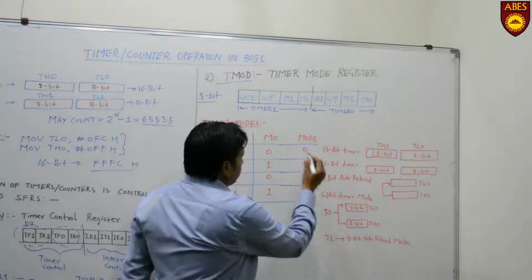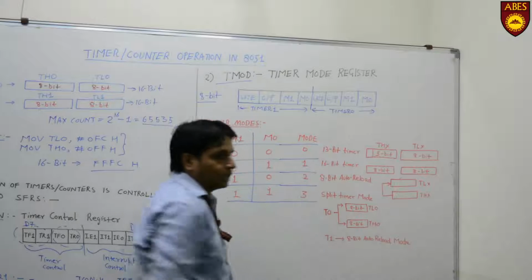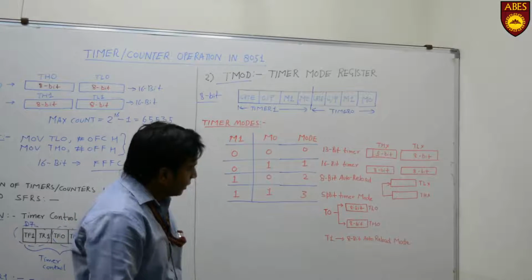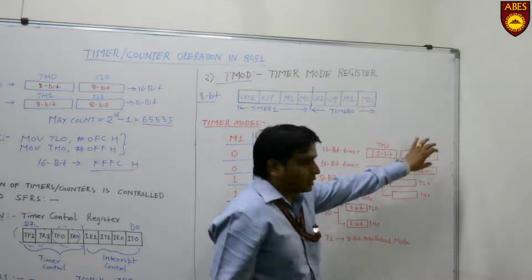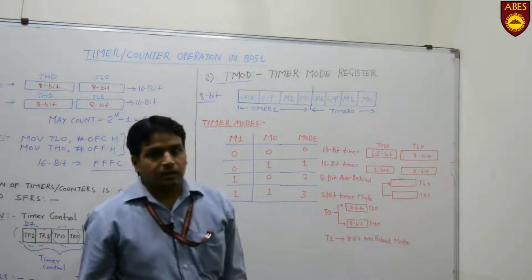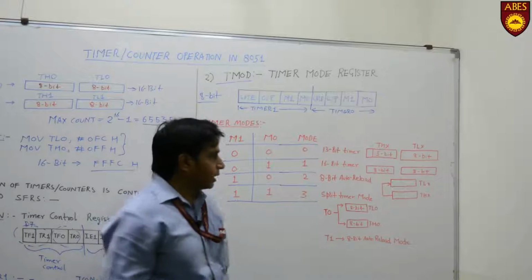In case of mode 0, we call it the 13-bit timer mode. What is the meaning of 13-bit timer mode? In this case, the 8 bits of the lower order registers are used. Whether I am writing the X here, it means it can be timer 0 or it can be timer 1.